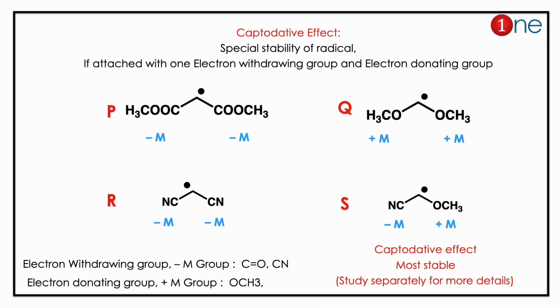Here you have to learn a new concept, which is the captodative effect, meaning an electron withdrawing group and an electron donating group in the same system stabilize the radical. So let us analyze all the situations.